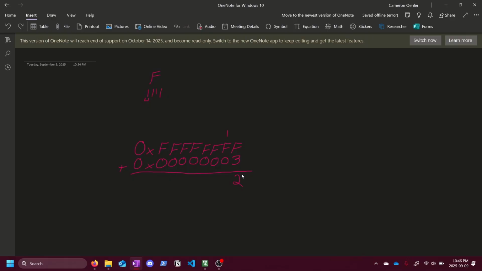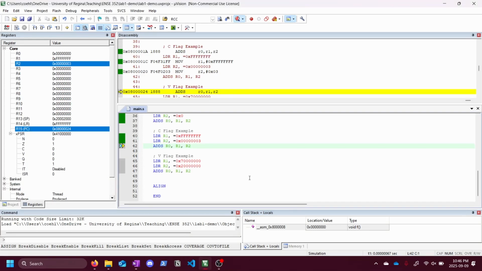1 plus F, like I just said, is 0. And then we carry 1. 1 plus F is 0. Carry 1, and so on. And eventually we have 1 left that we're carrying right at the very end. But we've already filled up all the space in our register, so that carry bit there doesn't get put anywhere. But what it does do is set that carry flag.